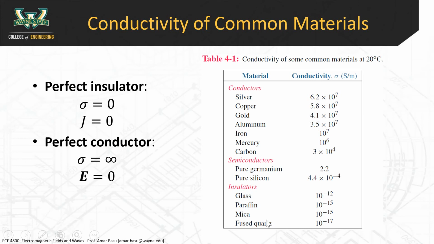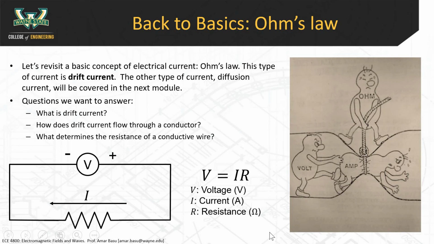So insulators have really low conductivities, 10 to the -10, -12, -17. Okay. All right, let's go back to basics now, and let's talk about the concept of resistance. We've talked about current, voltage, and conductivity. Now let's talk about the concept of resistance.